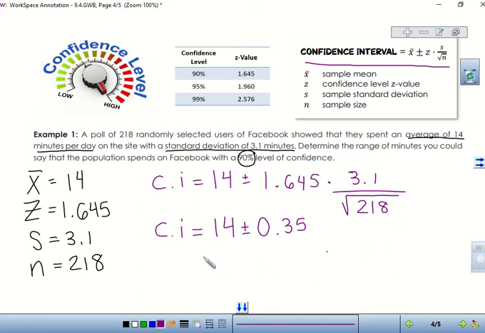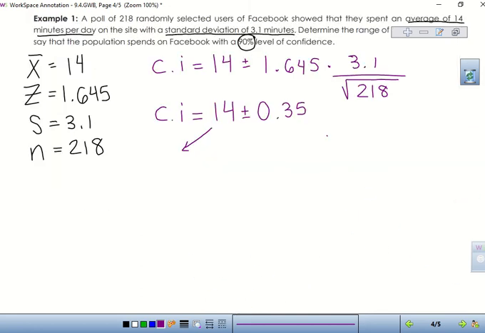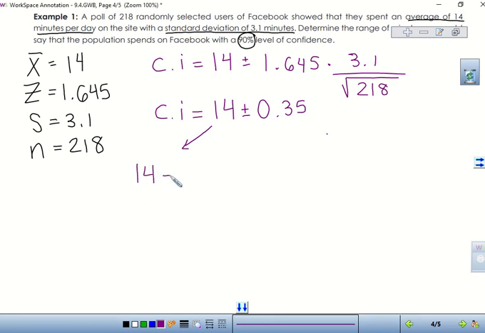Now how you set up the confidence interval is this side here is going to be the minus version, because we have a plus or minus, less than, then we identify what the study is about, and then this side is going to be the plus one.